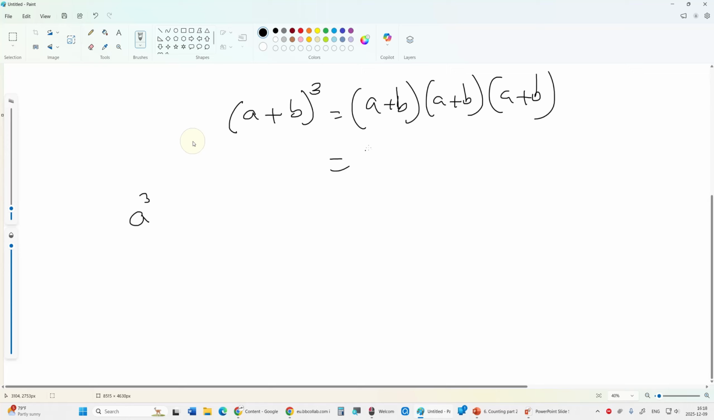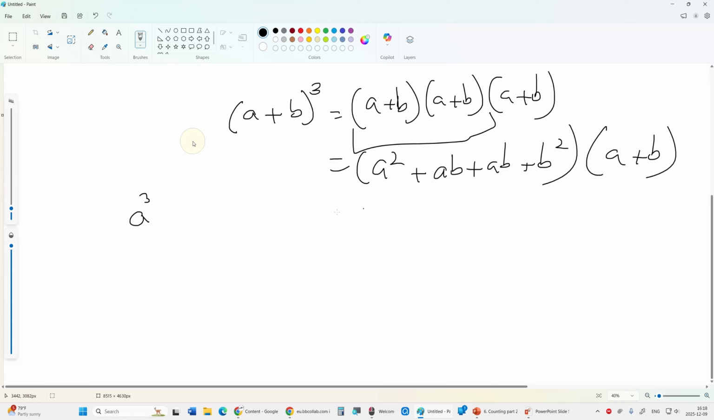So I'm going to start with these two first, which is going to be a square plus ab, plus ba, which is again ab, plus b square, and then I need to multiply by a plus b. I can just make this 2ab, that will be easier.